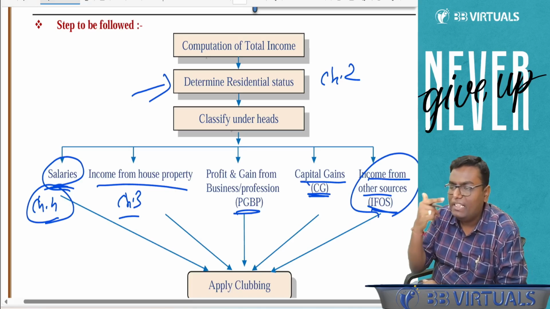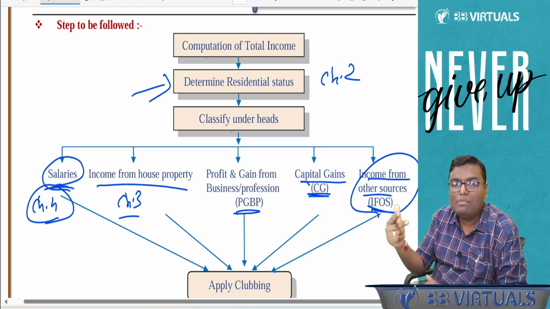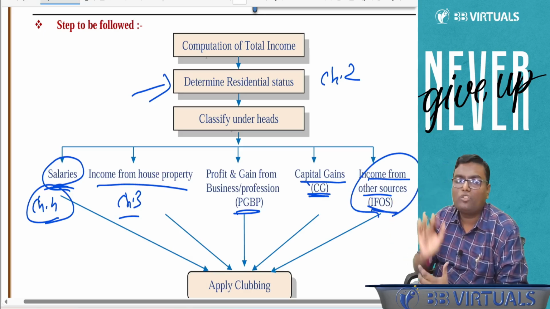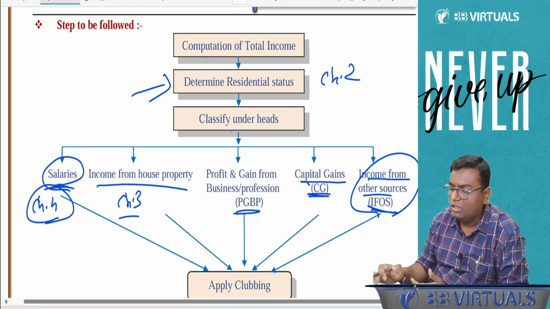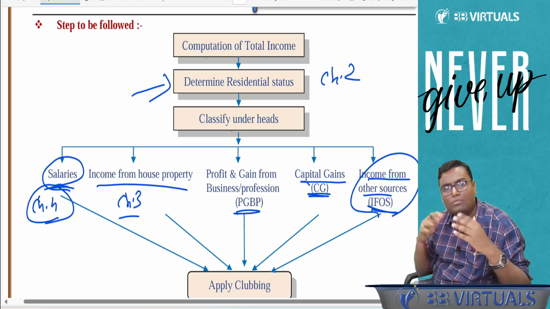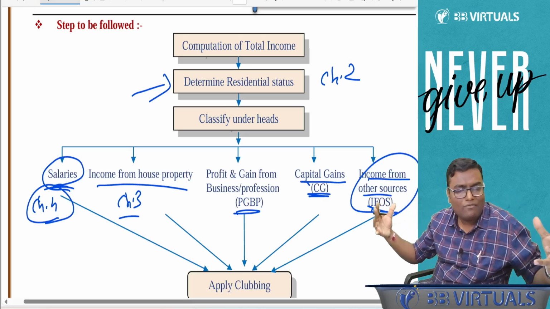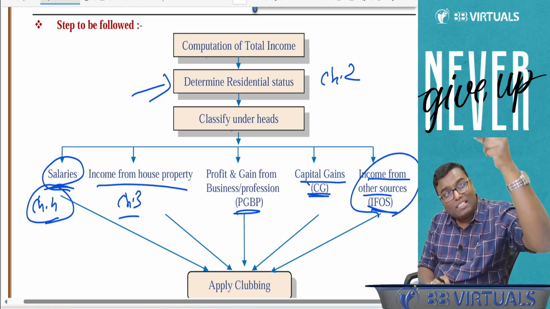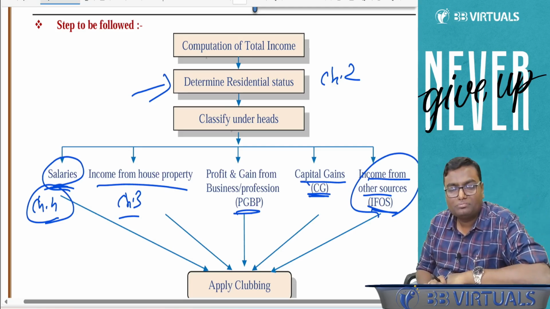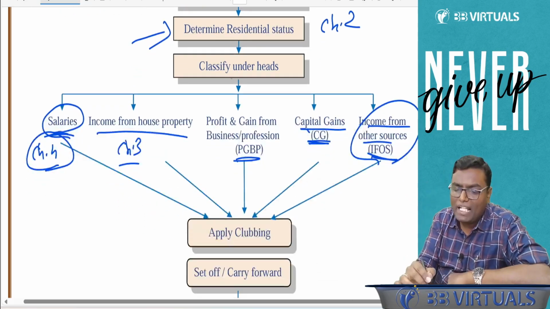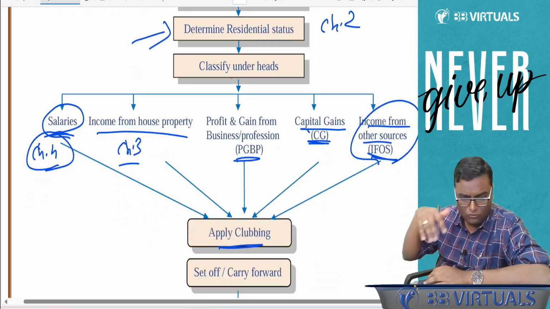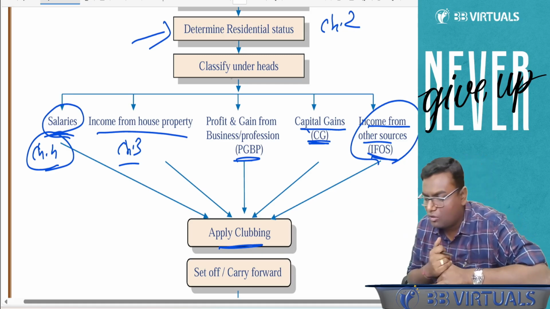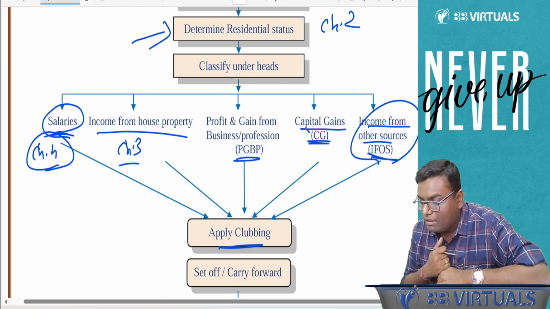Income from salary, income from house property, profit and gains from business and profession, capital gains, income from other sources. I have to find out my income under all the heads and then I will combine them. I will just merge them. I will get my yearly taxable income. Then I have to apply clubbing. This is also one more chapter. If you see the index, this is also one of the chapters, called clubbing. Now tell me, what is clubbing?